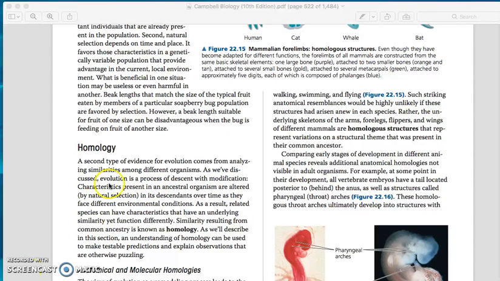As we discussed, evolution is a process of descent with modification. Characteristics present in an ancestral organism are altered by natural selection in its descendants over time as they face different environmental conditions. As a result, related species can have characteristics that have an underlying similarity yet function differently. Similarity resulting from common ancestry is known as homology. I still don't know what exactly homology means, but it does have the same prefix as homophones. I know that homophones are words that sound similar but mean different things. That must mean homology is dealing with similarities.